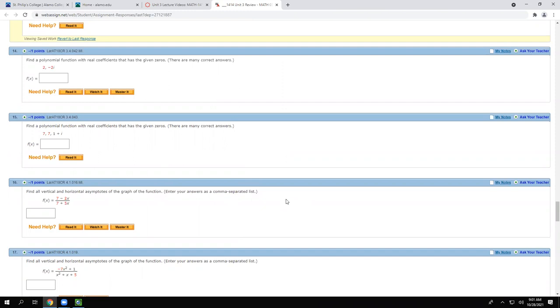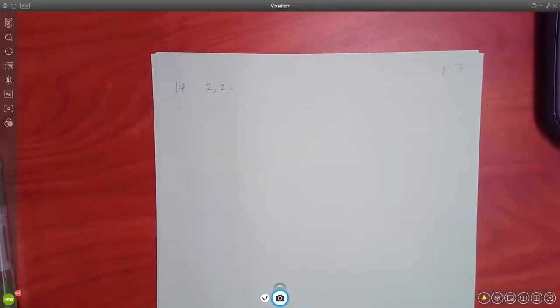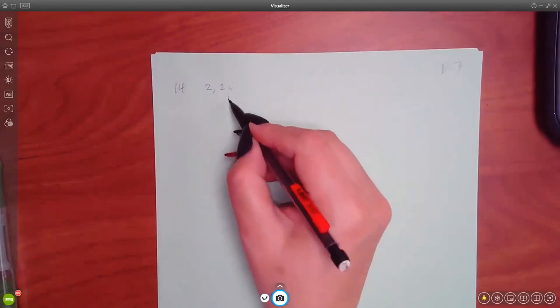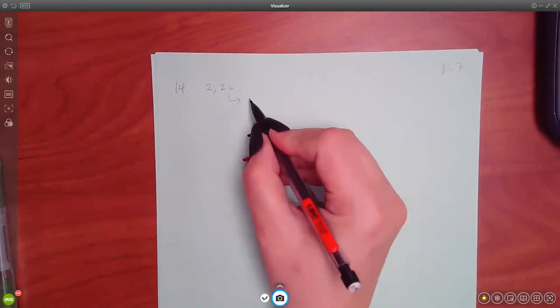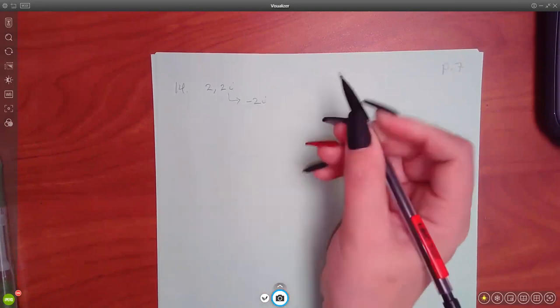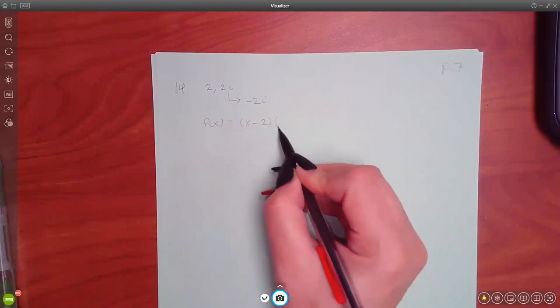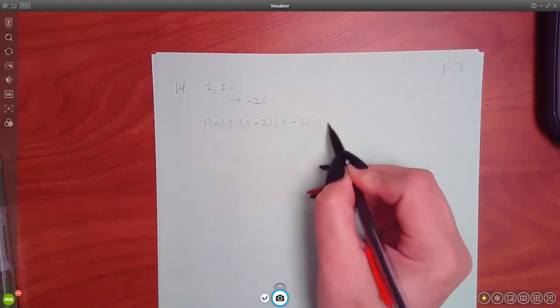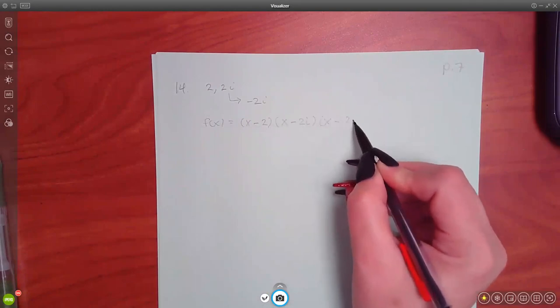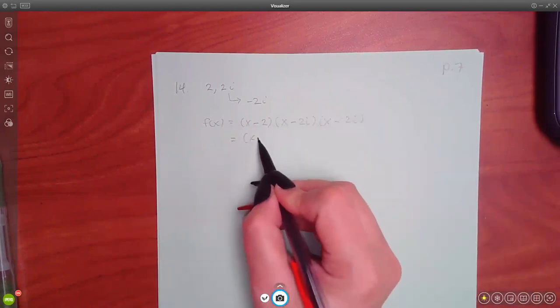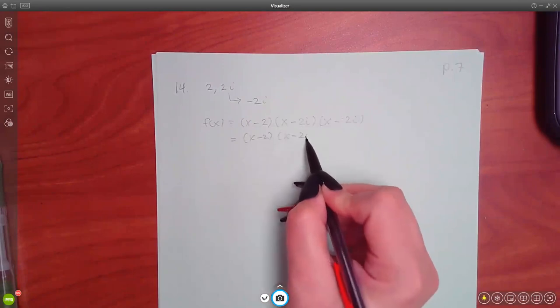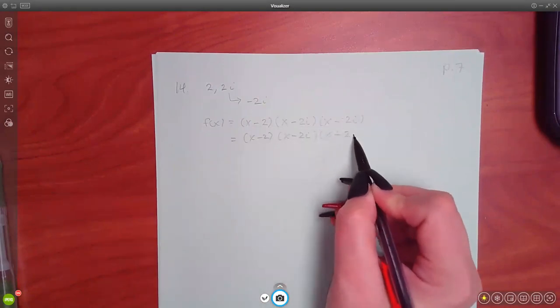Number 14. It says, find the polynomial function with real coefficients and these given zeros. So you have 2 and you have 2i. But we already know that if we have 2i, we automatically also have what? Negative 2i. So then my function will actually be x minus 2, x minus the other zero, and then x minus this last zero, which is actually a plus, isn't it? So that would be plus 2i.